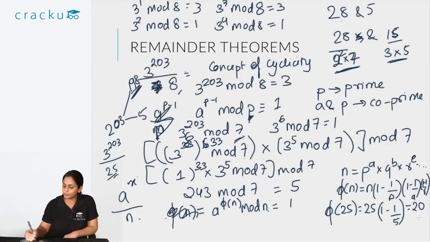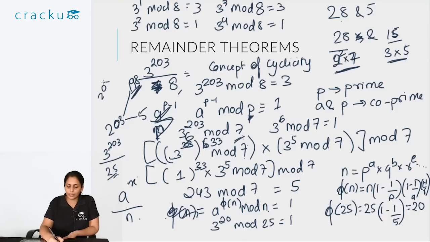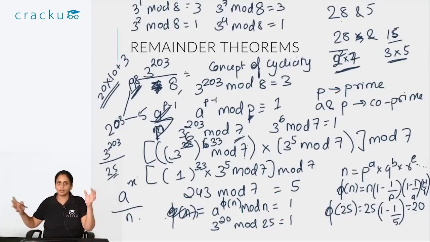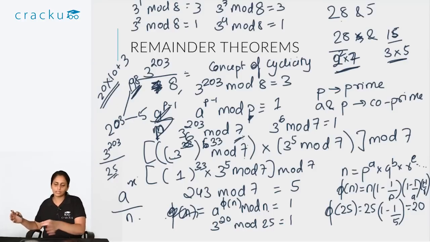So what I am saying from this is, the Euler's totient function value for 25 was 20, so 3 raised to 20 mod 25 is 1. Now if 3 raised to 20 mod 25 is 1, I can split 203 as 20 into 10 plus 3. For the 20 into 10 part, I will write it as a multiplication of 10 parts, each of whose value is 1. So 3 raised to 20 mod 25, multiplied 10 times. That is 1 into 1 into 1 into 1. So all this part disappears.